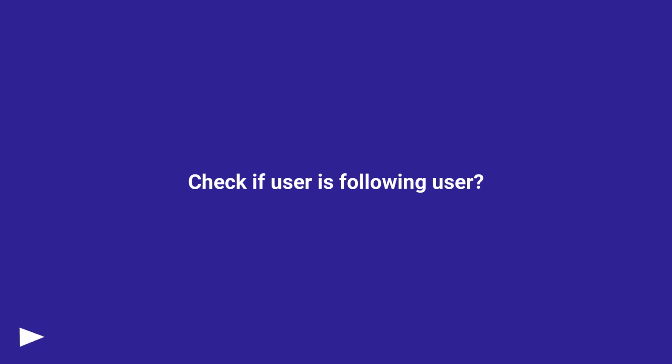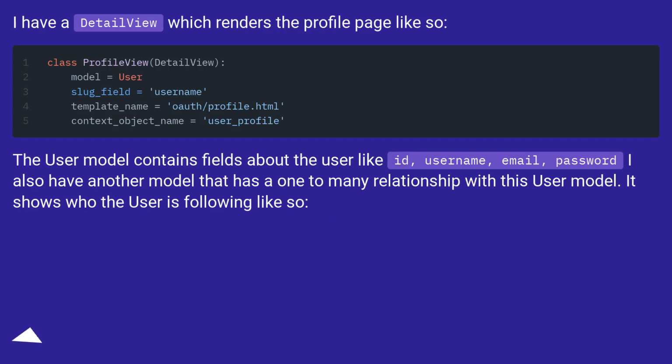Check if user is following user. I have a detail view which renders the profile page like so. The user model contains fields about the user like ID, username, email, password. I also have another model that has a one-to-many relationship with this user model. It shows who the user is following like so.